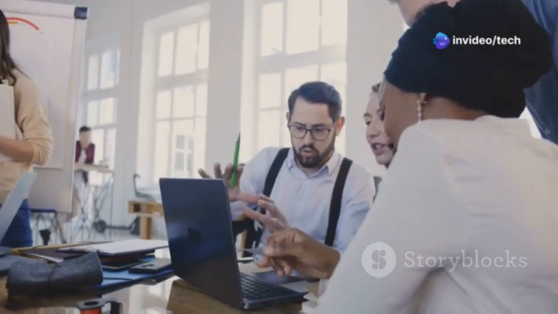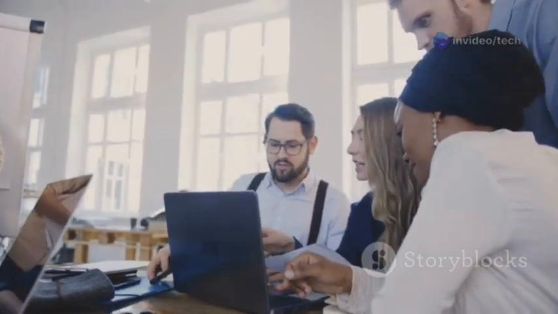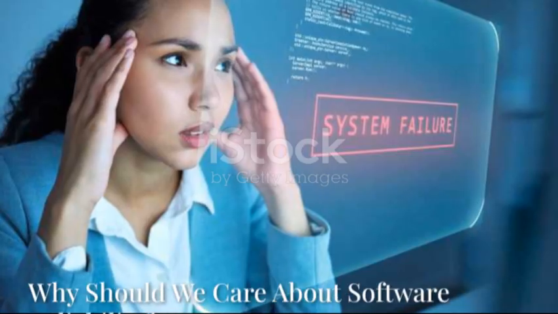In short, software reliability is about trust. You can count on it to do what it's supposed to, whenever you need it. That's why it's a fundamental quality for any software you use. Let's see why this matters so much.